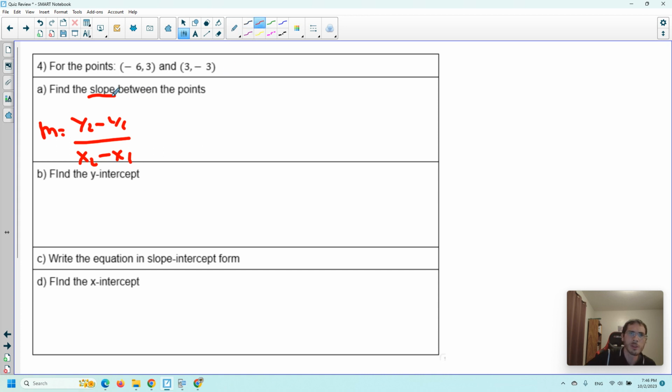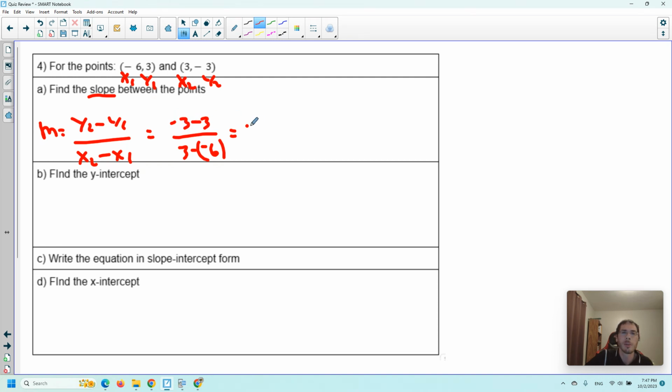When we label these, remember this is going to be x1, y1, x2, y2. So the x's always come first. So y2 is negative 3, y1 is regular 3, x1, I need to do x2 first. X2 is regular 3, x1 is negative 6. So I got to be very careful with all my negative signs here.